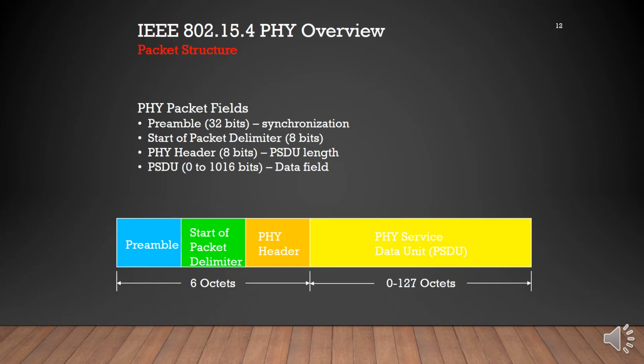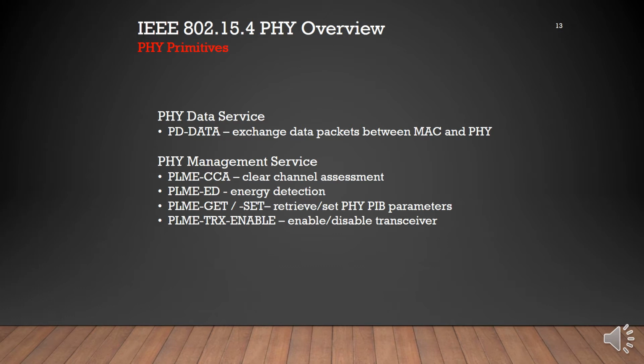The start of packet delimiter is 8 bits. The physical header is 8 bits. Then the packet protocol: data length, sequence data, source data length, and so on, with up to a 2016-bit data field. The data service exchanges data packets between the MAC layer and the physical layer. The physical management service handles clear channel assessment and energy detection. Then you can get and set, that is, retrieve and set physical PIB parameters, and enable or disable.